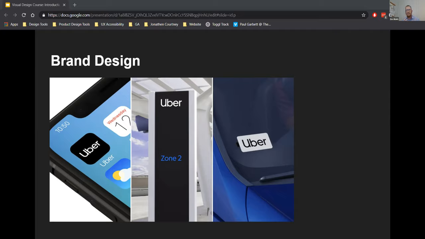So branding is the idea of taking logos and colors and naming and symbols and creating a code, creating a language that will communicate to the brand's target customers what the brand's position is. And these are three snapshots from the rebranding of Uber by a design agency called Wolff Olins. And why did they rebrand, right?